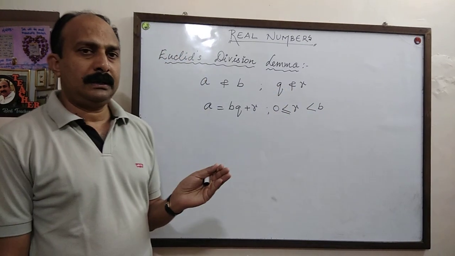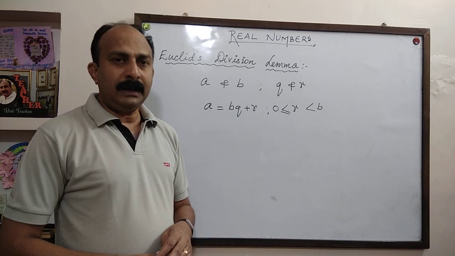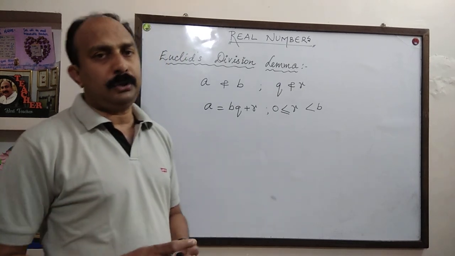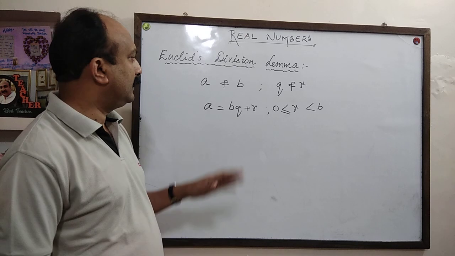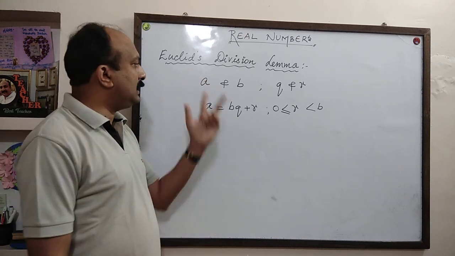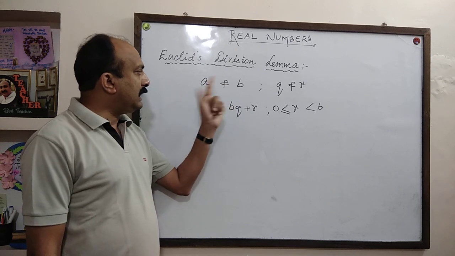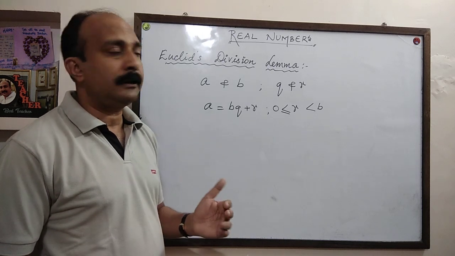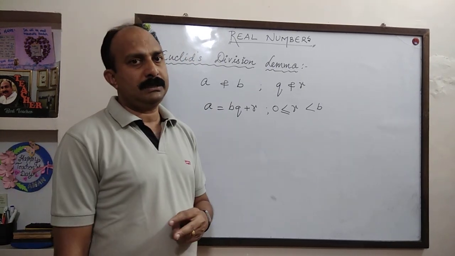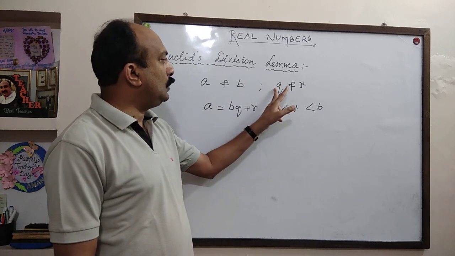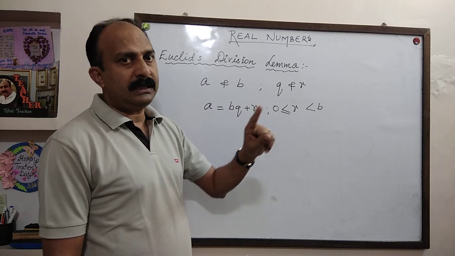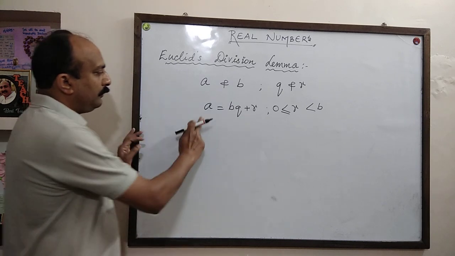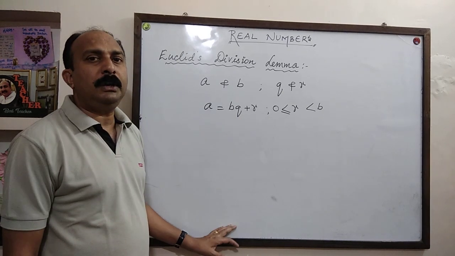By hearing this statement, you may feel something great, but when I explain this statement, you will come to know that it is a fact that is already known to you. I repeat the statement. For any two positive integers a and b, where a is greater than b, there exist, means always there are, two unique integers q and r, such that a is equal to bq plus r. I hope all of you are familiar with this thing. a is equal to bq plus r.